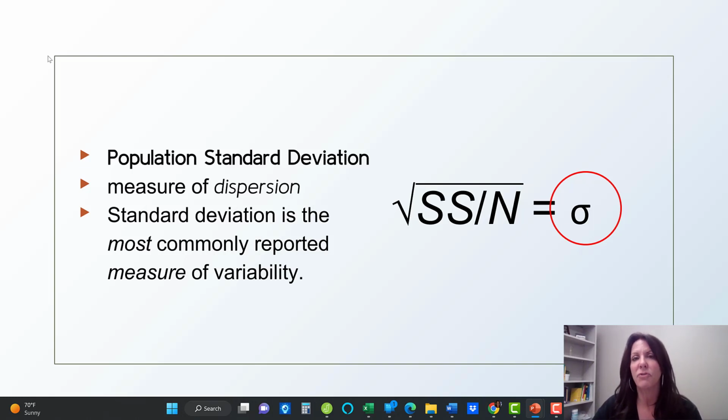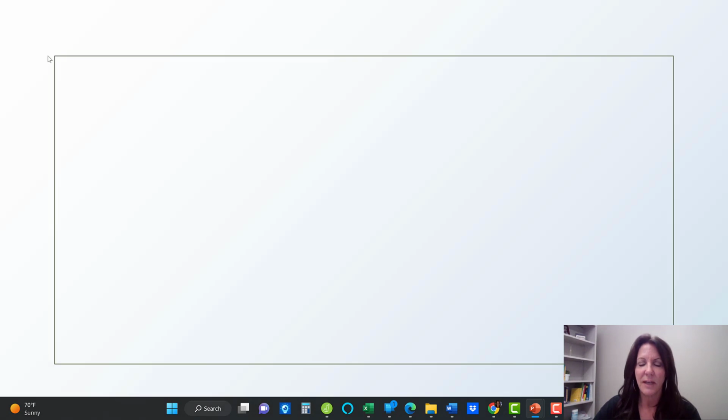You'll notice that the symbol for standard deviation is just sigma, no longer has the squared. When we take the square root of something, we're eliminating that exponent. So this is our population standard deviation.